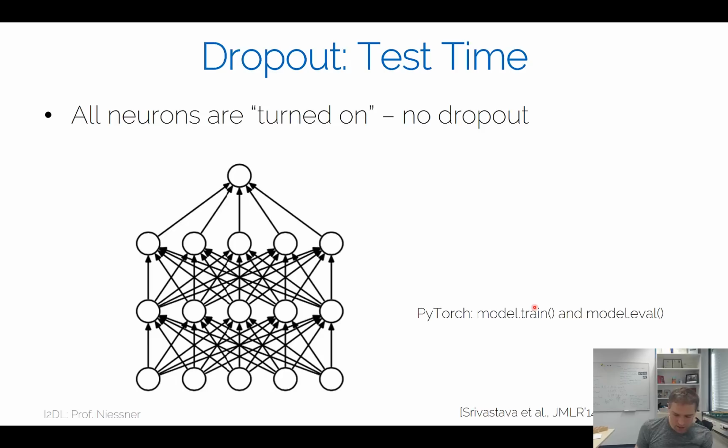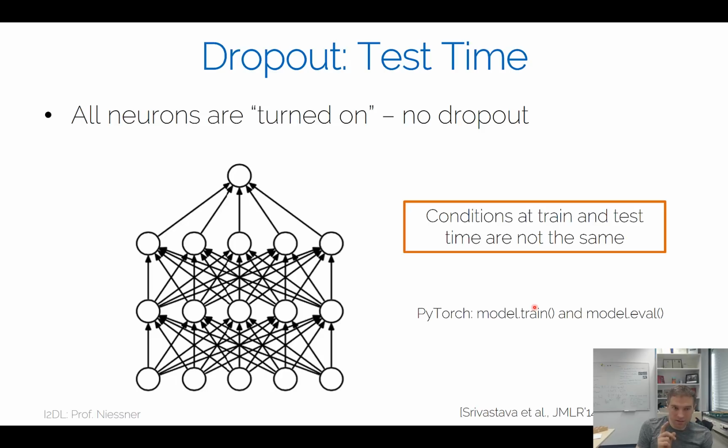Now the problem is, of course, that the train and the test time conditions are not the same anymore. Why are they not the same anymore? Well, the thing you will realize very quickly is that since we have all neurons turned on, the expected value of the distribution you're getting throughout the activations is changed. Since we have more neurons, the total sum of all the activations will be higher. So we have to correct for that. The way you do this correction in PyTorch is you either say model train or model eval mode. By the way, this is a very common bug that a lot of people forget. If you forget this, basically nothing will work.